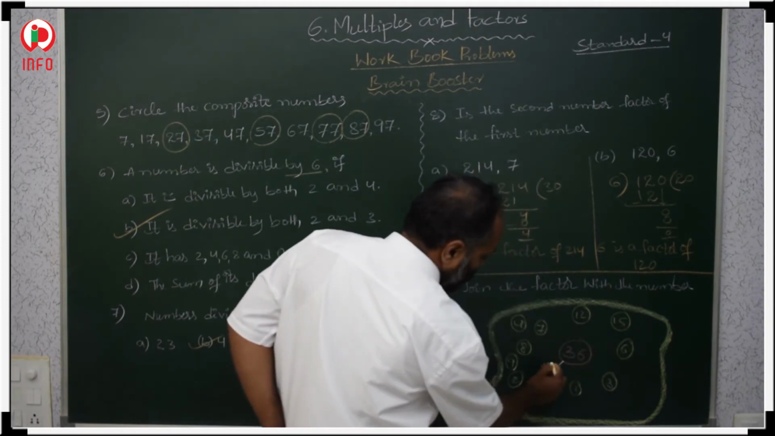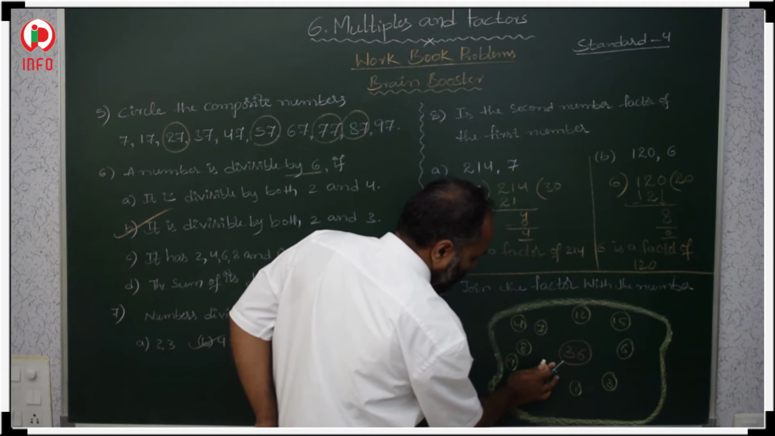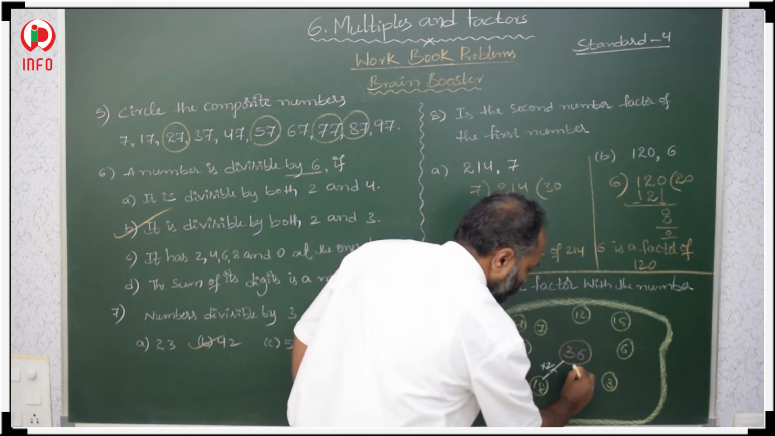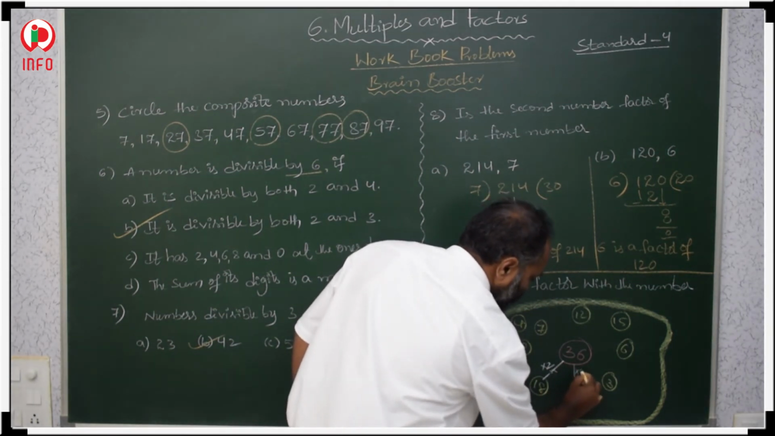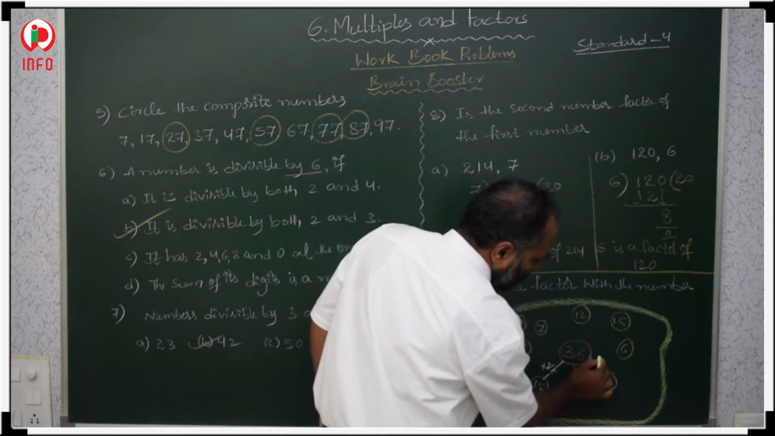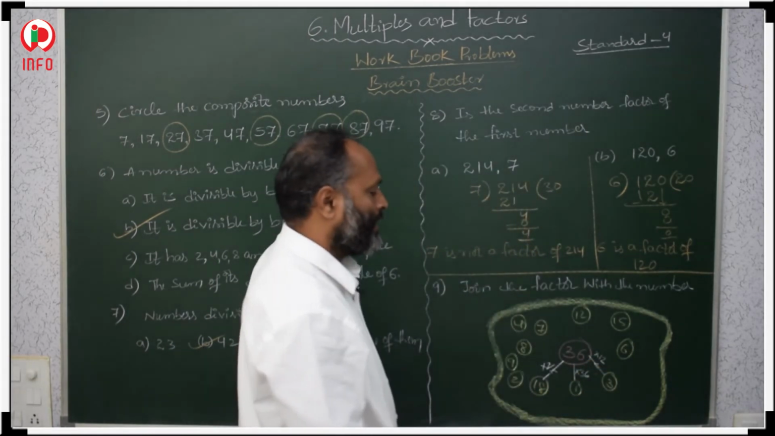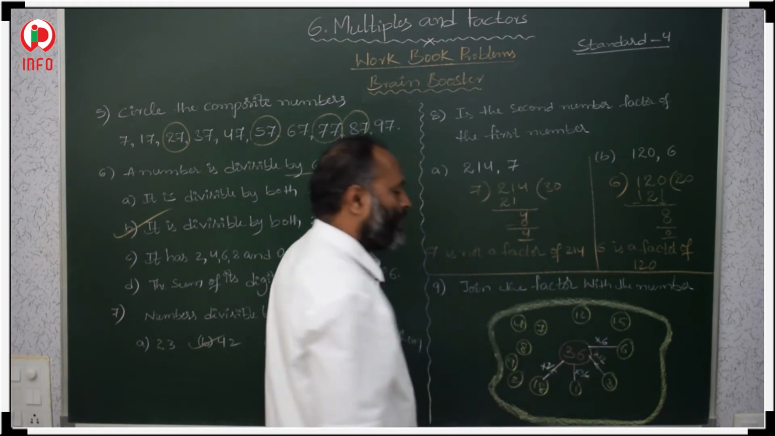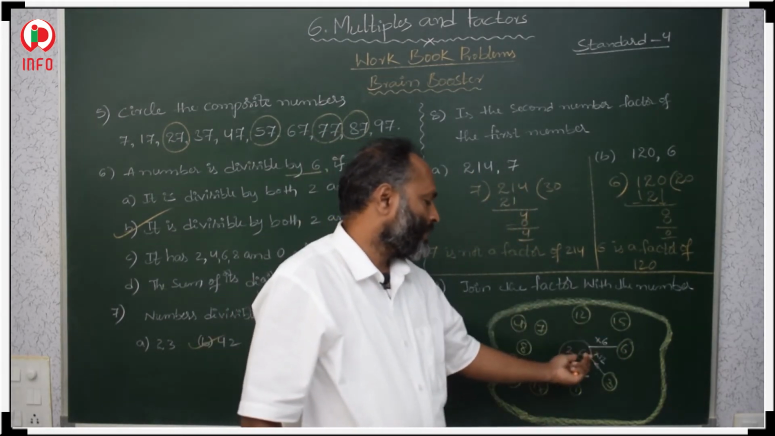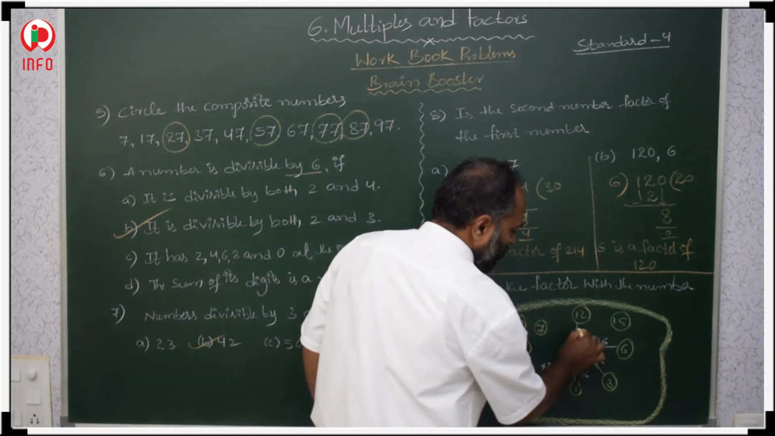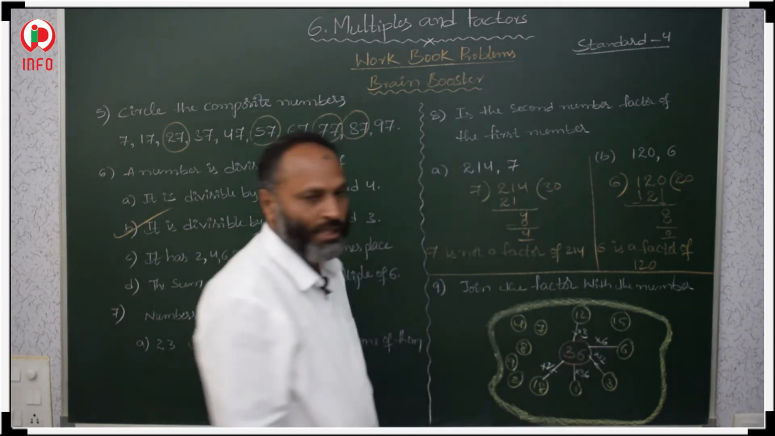18 2s are 36. Next connect with 1. 1 36s are 36. Connect with 3. 3 12s are 36. Then connect with 6. 6 6s are 36. Then 15 won't come in. 15 is not a factor of 36, so don't connect it. 12 3s are 36.